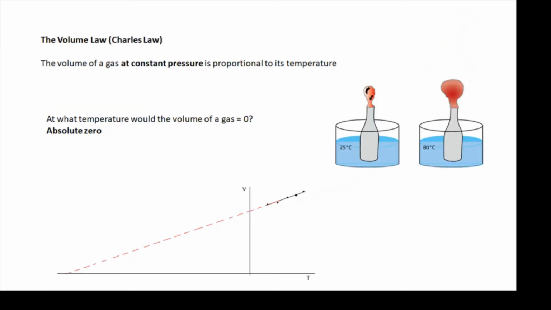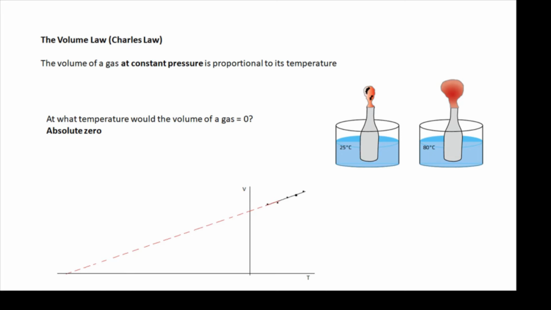The second gas law is called the volume law, or Charles' law, and that says that the volume of a gas at constant pressure is proportional to its temperature. So a graph of volume against temperature is a straight line, and again, if you extrapolate backwards, you can imagine a temperature at which the volume of a gas would be zero, and again we call that temperature absolute zero.